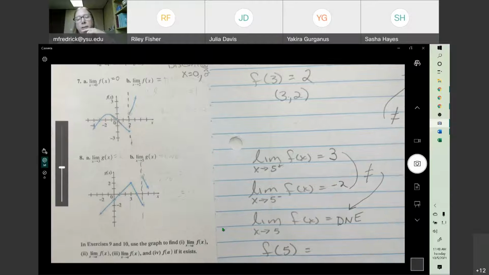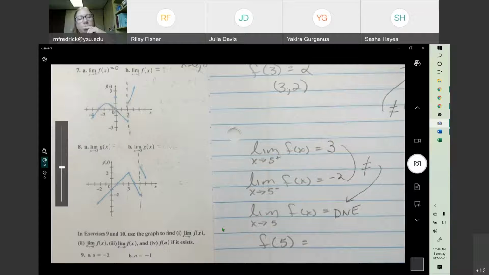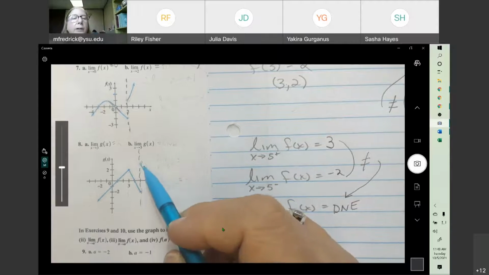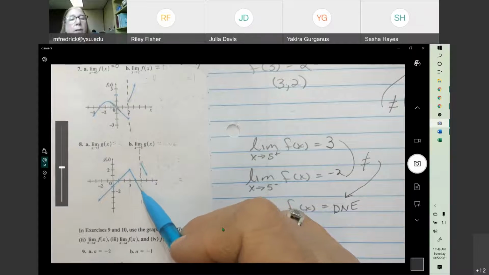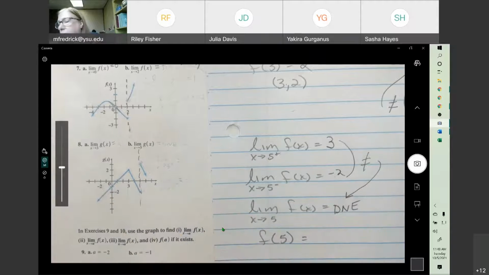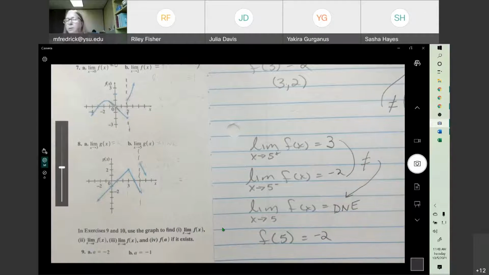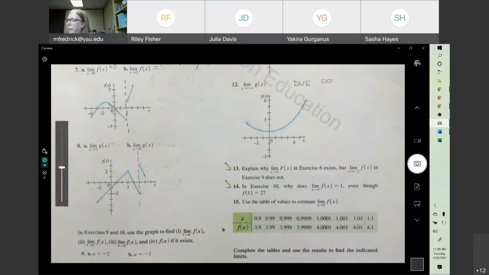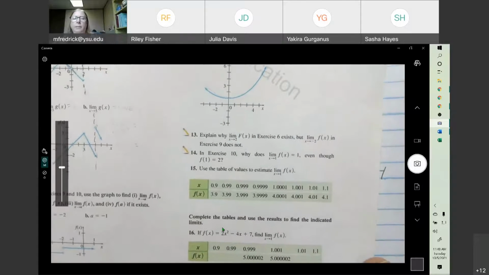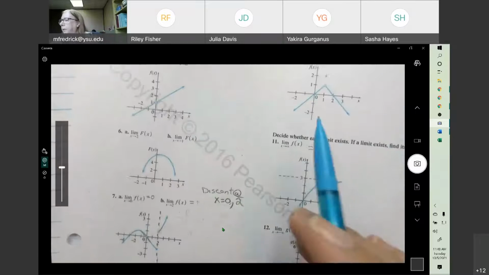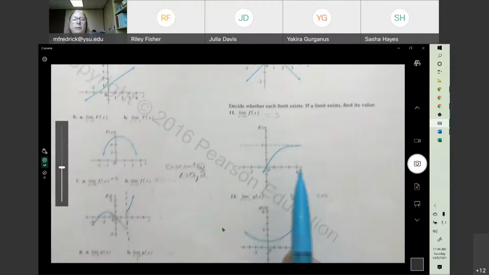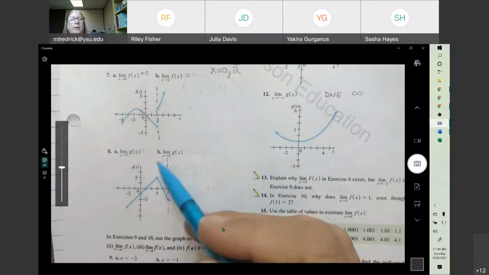How about f of 5? What does it equal? -2. Because you're looking for the shaded in point. This one's an open circle, but this one's solid. So it does exist and the y value is -2. Any questions on that? I think there's one on the homework on my labs that looks like this graph. Oh, wait, infinity. But are there any questions on the limits to a value using the graph?